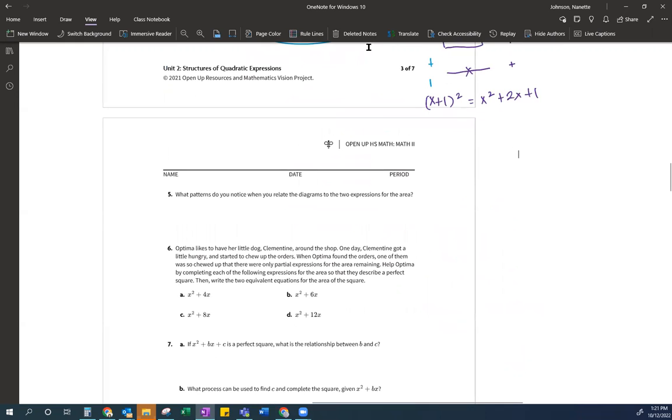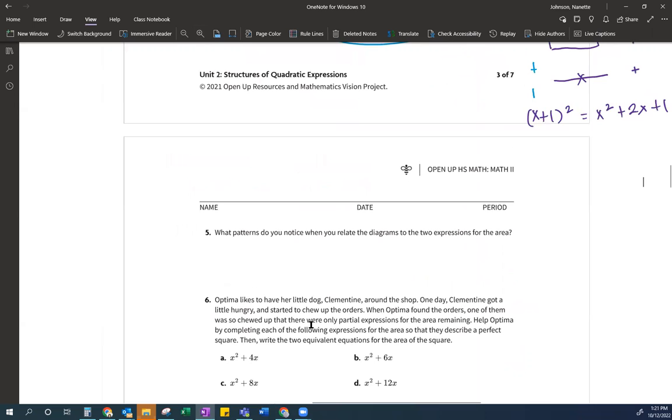Okay, the next one. Let me make this a tad bit bigger. It says Optima likes to have her little dog Clementine around the shop. One day, Clementine got a little hungry and started to chew up the orders. Dun, dun, dun. When Optima found the orders, one of them was so chewed up that there were only partial expressions for each of the remaining areas. Help Optima by completing each of the following expressions for the area so that they describe a perfect square. Then write the two equivalent expressions for the area of the square.